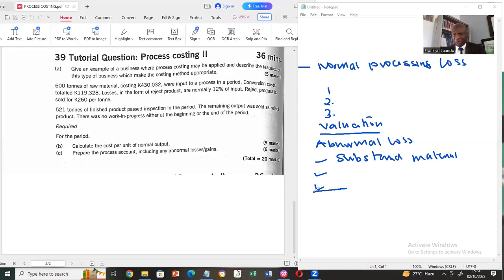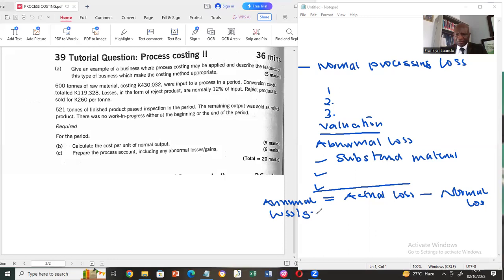Now, how do we calculate abnormal loss? Abnormal loss is calculated as the difference between actual loss less normal loss. The difference here could give us either abnormal loss or abnormal gain. When the normal loss is less than actual loss, there will be abnormal loss. When the normal loss exceeds actual loss, there will be abnormal gain.